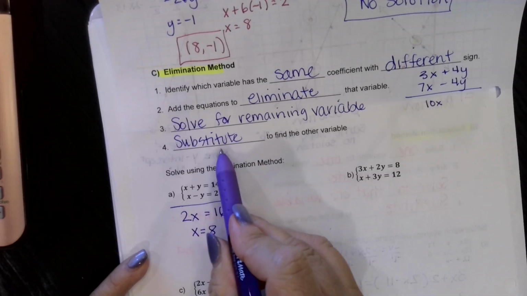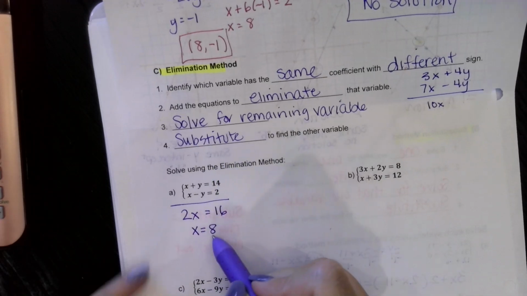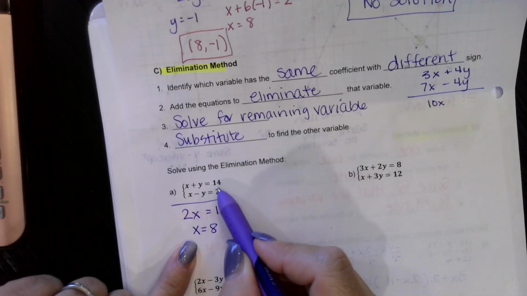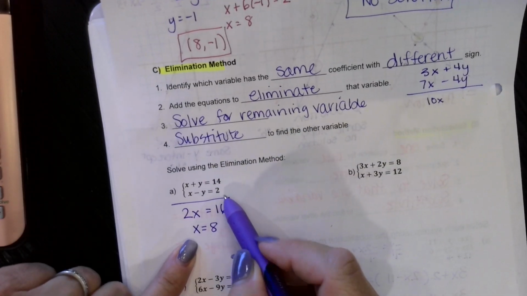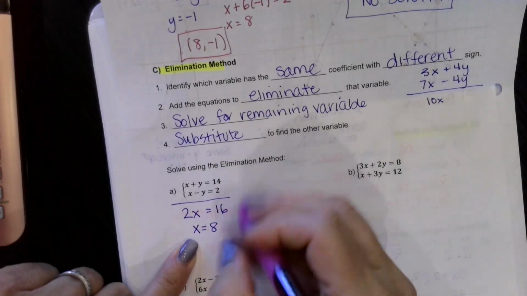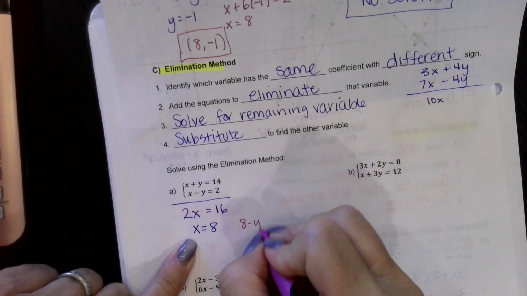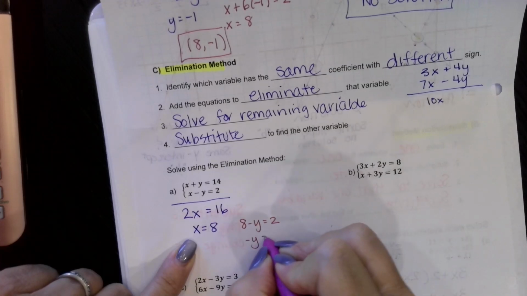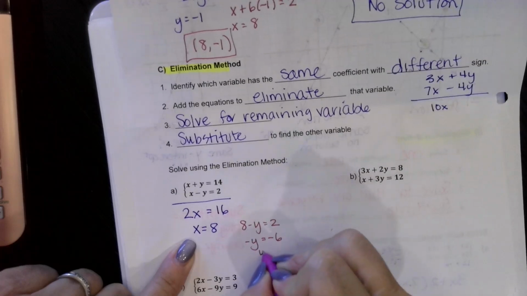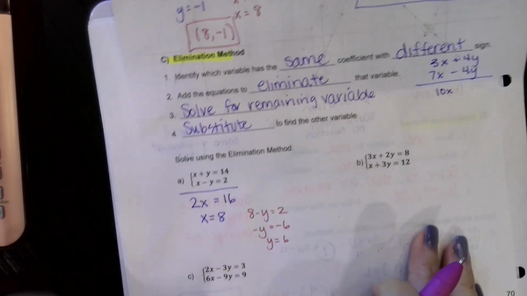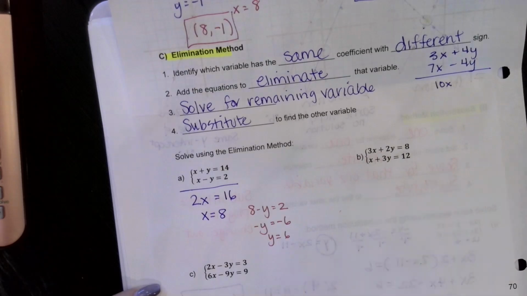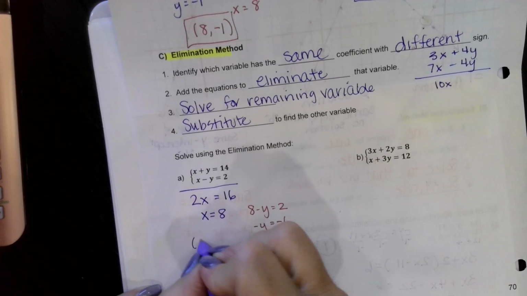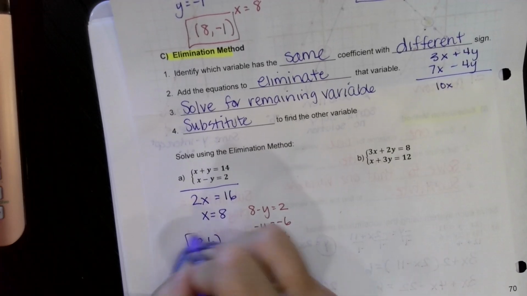Now I'm going to substitute to find the other variable. So this 8 is going to go back into either equation. So I'm going to do the second one just because the numbers are smaller. So I have 8 minus y equals 2. So minus y equals minus 6. So y equals positive 6. All right. So again, we write this as an ordered pair. So my answer here is going to be 8, 6.